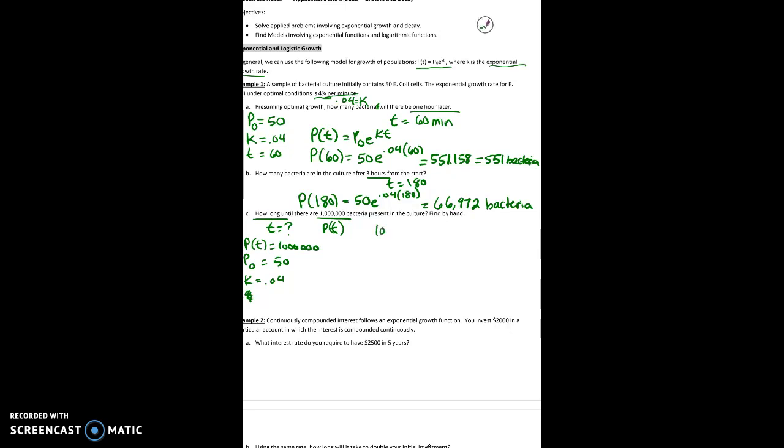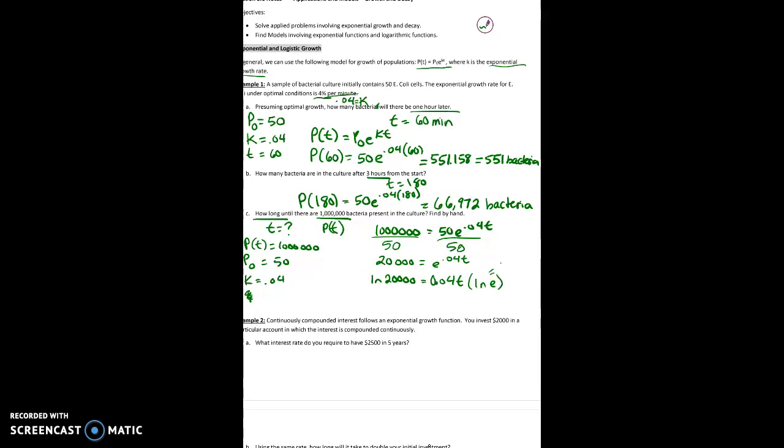So let's plug everything in. 1 million is 50 e to the 0.04 t. So let's first get rid of the 50. So we divide both sides by 50. And we get 20,000 equals e to the 0.04 t. If I want to bring down the t, the way we do that is by taking the natural log of both sides. So I'm going to say the natural log of 20,000 equals 0.04 t times the natural log of e.